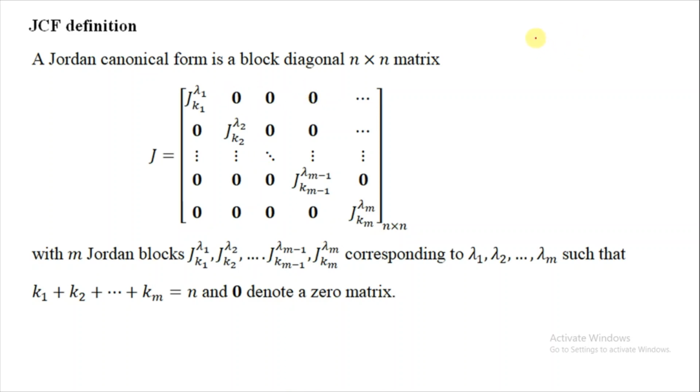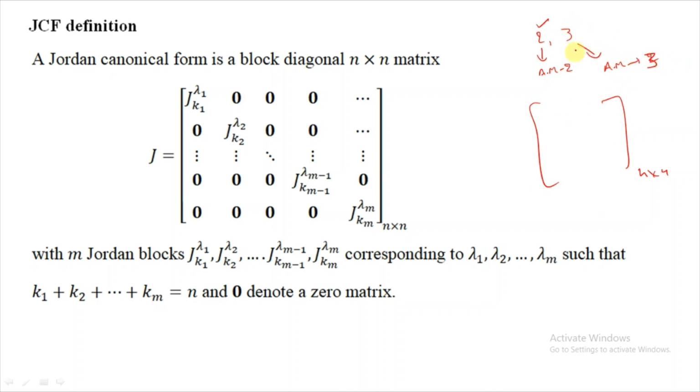Suppose we get eigenvalues 2 and 3. Suppose the algebraic multiplicity of 2 is 2 and that of 3 is also 2. That means in total we get a 4 by 4 matrix. In that 4 by 4 matrix, we get a 2 by 2 Jordan block with eigenvalue 2 and a 2 by 2 Jordan block with eigenvalue 3. So if we take the algebraic multiplicity to be 3.